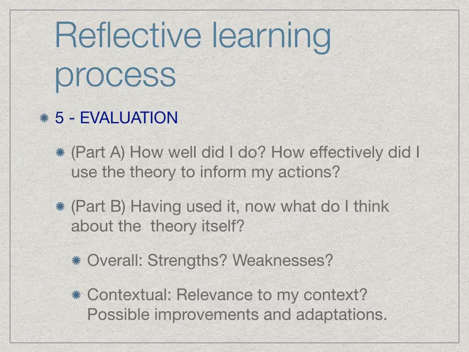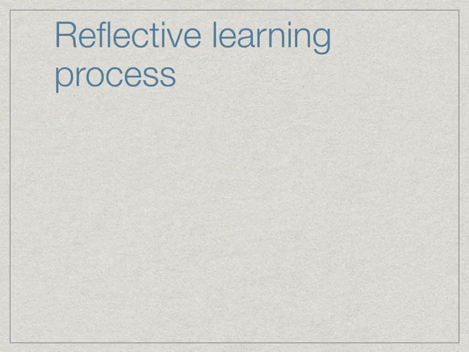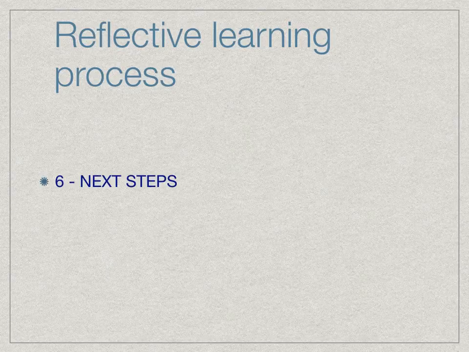So contextually, how relevant do I think the theory turned out to be for my context? And in order to use it really well in my context, what improvements or adaptations or changes might I need to make to it? So really, we're now at the bottom of the Kolb cycle, and then finally we're going to go into the final stage, the planning stage of the Kolb cycle.